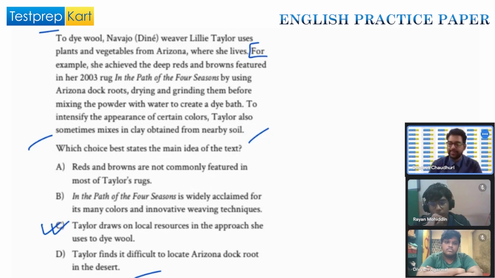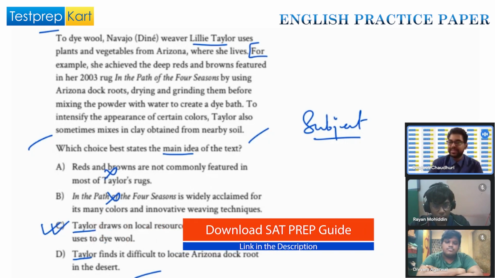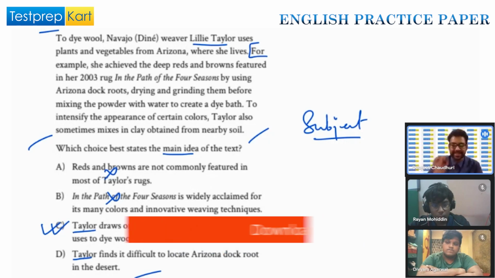Okay, that's one thing. Secondly, whenever you get a main idea question, they are testing on whether you are noticing the subject of discussion. So out here, what is the subject? Lily Taylor. So does option A and B even mention Lily Taylor? No, right? So no matter what these options say, it doesn't even discuss the subject, which is the main idea. Okay, I'm just telling you how to look at it grammatically. You guys have reasoned it correctly, I'm sure, but I'm just telling you a grammatical way to look at it.